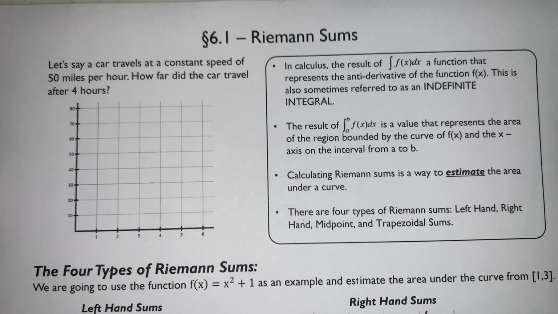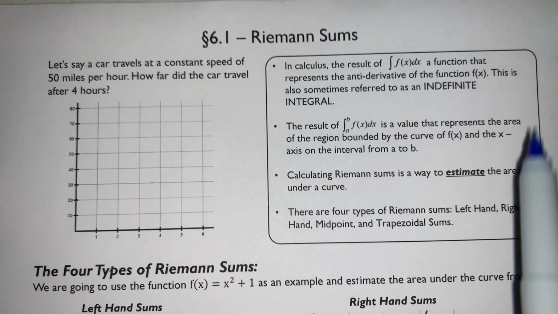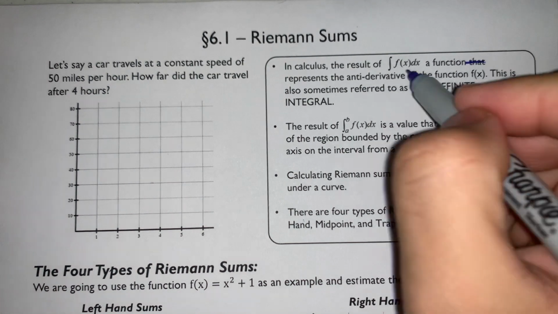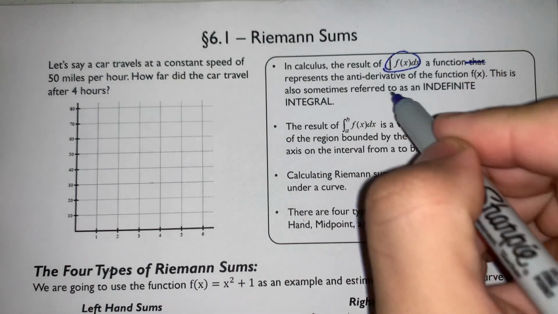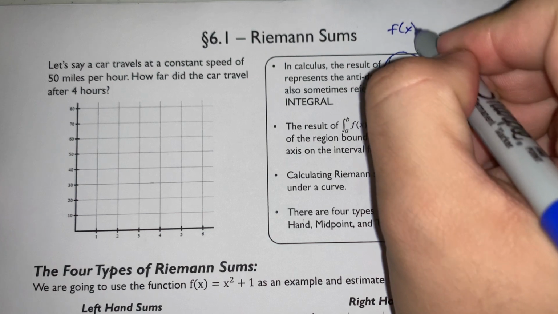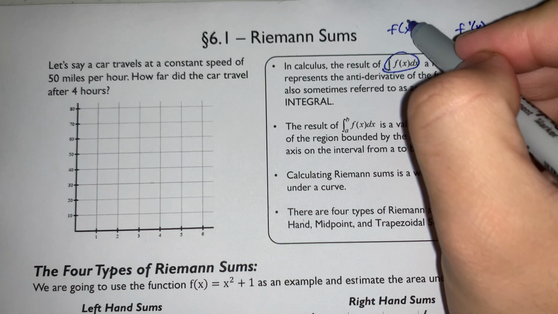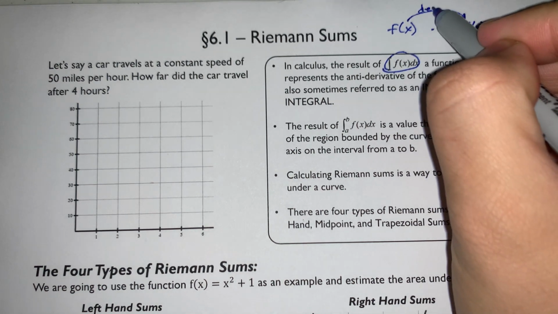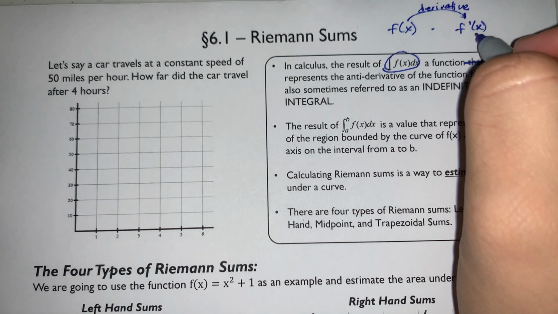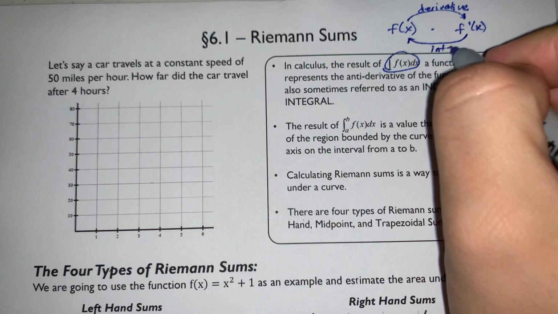When it comes to integration, in calculus, this integral symbol represents the antiderivative. Right? So before, when we went from f of x to f prime of x, in order to get there, we took the derivative. Well, now, if we want to do the reverse of that and go from f prime of x to f of x, to get from there to there, we are going to integrate.